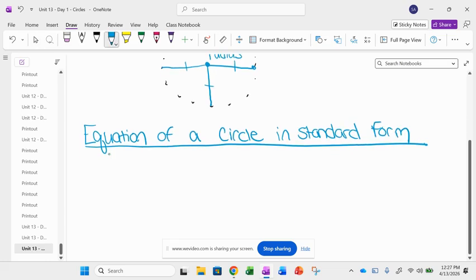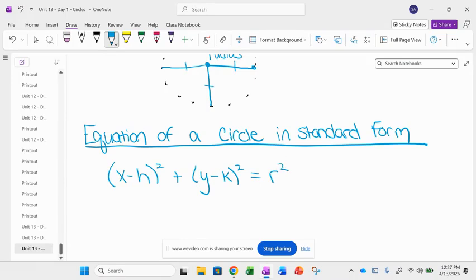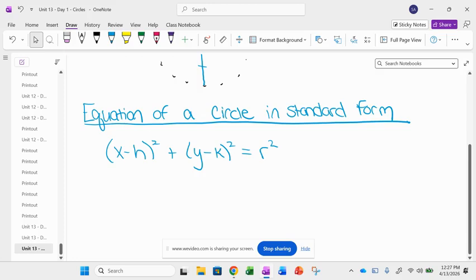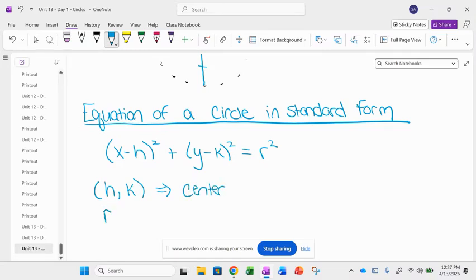So the equation of a circle in standard form is represented by the quantity of x minus h squared plus the quantity of y minus k squared equals the radius squared. And like every other equation that we have, all these variables mean something. So the point h comma k is going to represent the coordinates for the center of the circle. r is going to represent the radius.